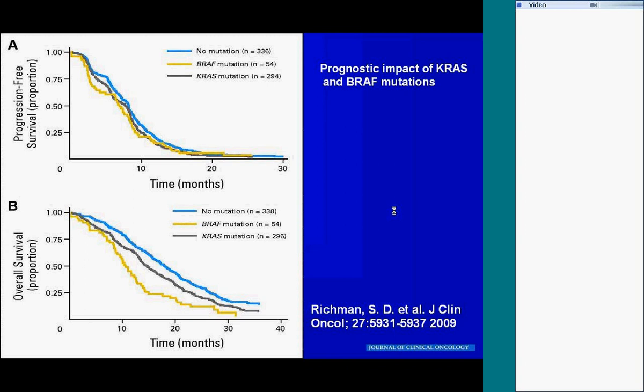There is some data to suggest that BRAF mutation and KRAS mutation do have some impact on overall survival, independent of treatment, in that they do have a little bit worse outcome, but we don't see it in the progression-free survival, but rather in the overall survival.